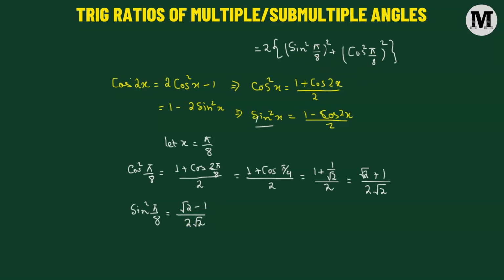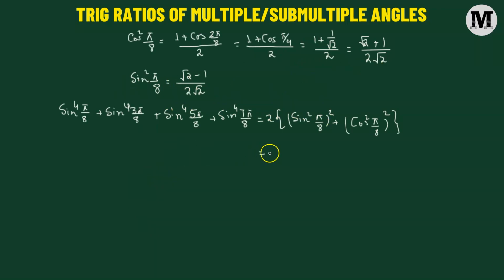We'll replace this value here. So we should get 2 times, now in place of sine squared pi over 8, we're going to replace with square root of 2 minus 1 divided by 2 times square root of 2 whole squared, added to cosine squared pi over 8, so that's square root of 2 added to 1 divided by 2 times square root of 2 whole squared. Right, so let's compute this value.